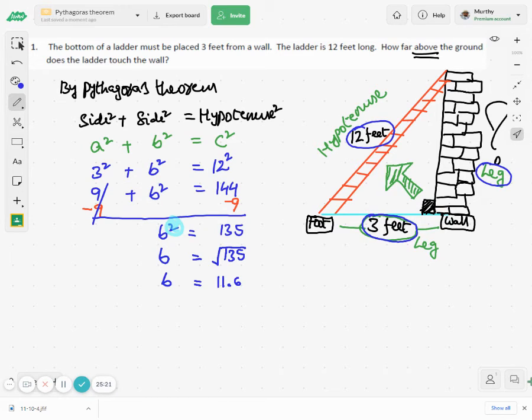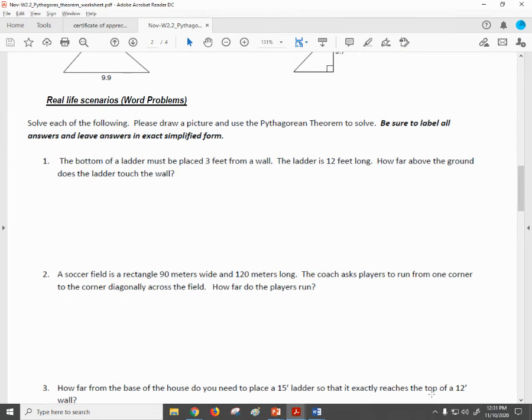Here the units are in feet, and this is also 3 feet. Therefore, the answer must be in feet. So the ladder reaches the wall at a height of 11.6 feet. Okay, so let's go to another problem.